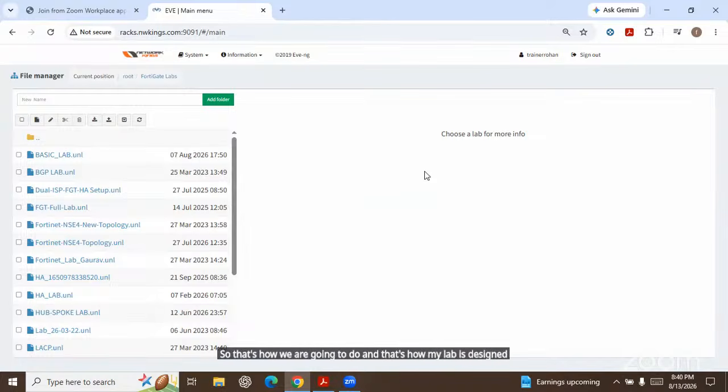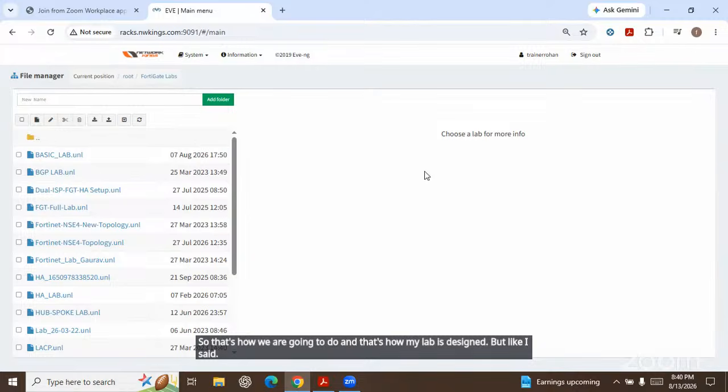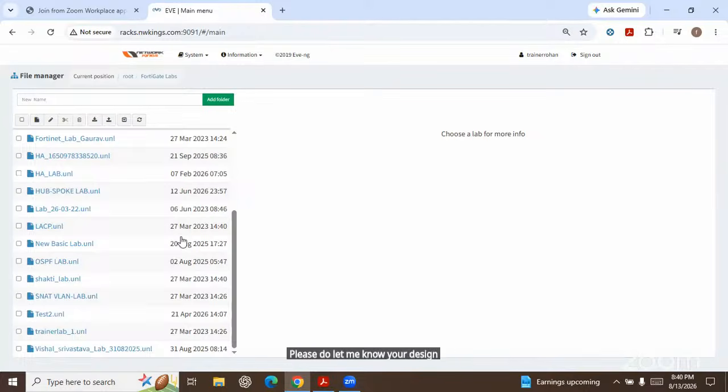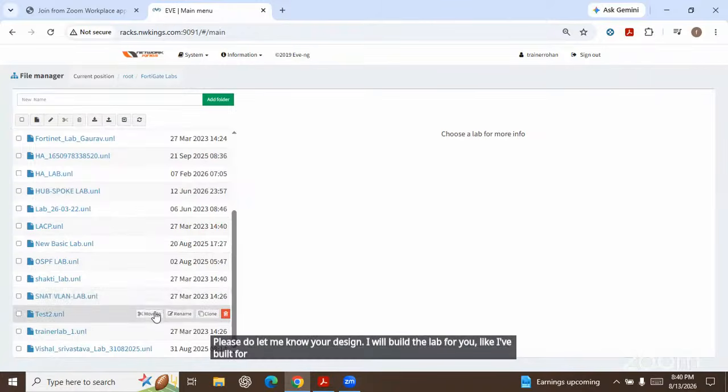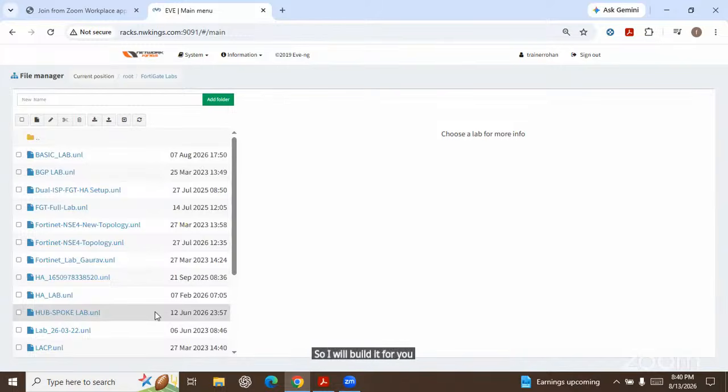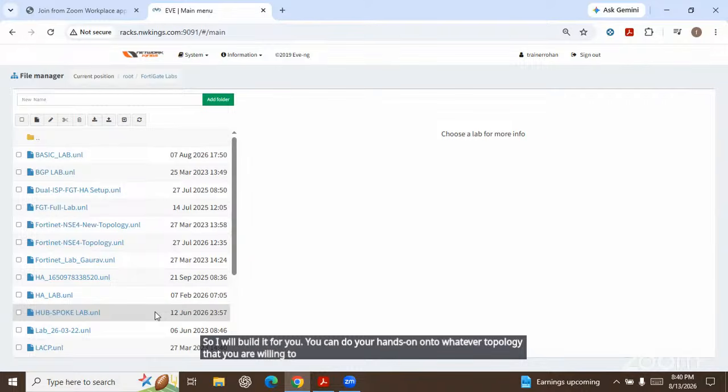But like I said, in answering someone's question, if you feel that you want to have a hands-on on some different types of lab topology, please do let me know your design. I will build the lab for you, like I've built for many other people. You can do your hands-on onto whatever topology that you are willing to have. So that's not an issue.